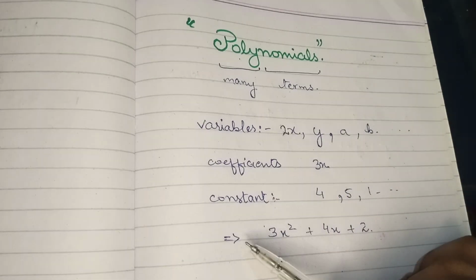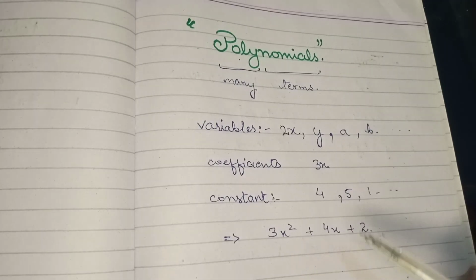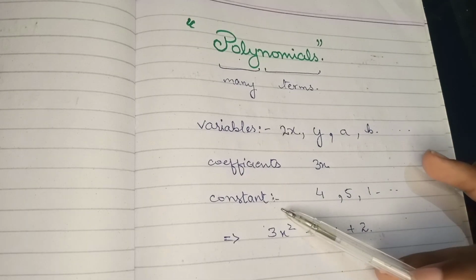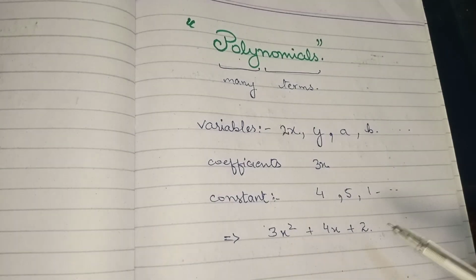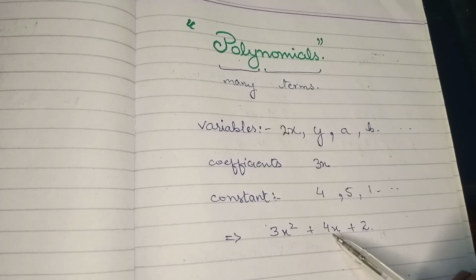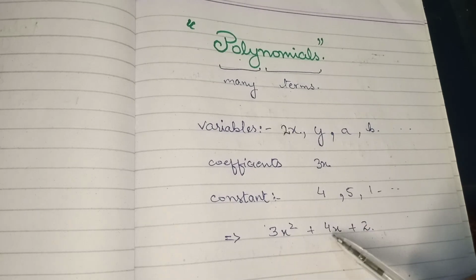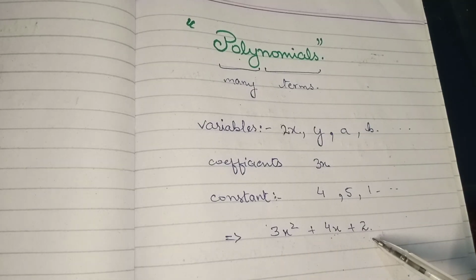Okay. In this example, 3x squared plus 4x plus 2, you have to identify the variables, coefficients and constant. First of all, x squared and x are the variables. 3 and 4 are the coefficients because they are present with the variables. And 2 is standing alone, so it is a constant.